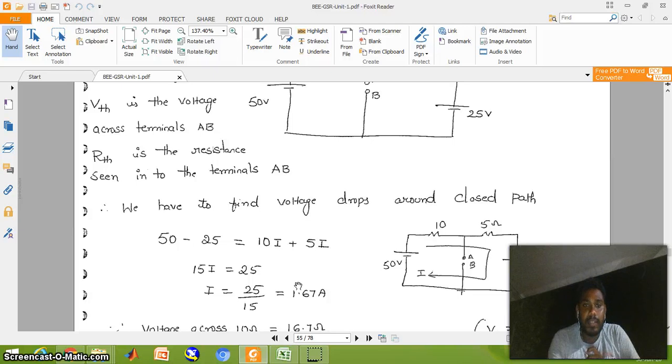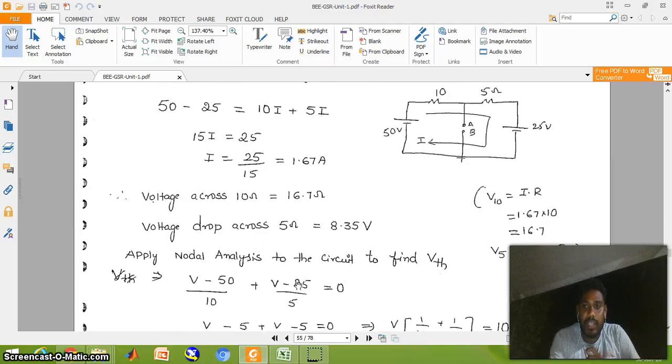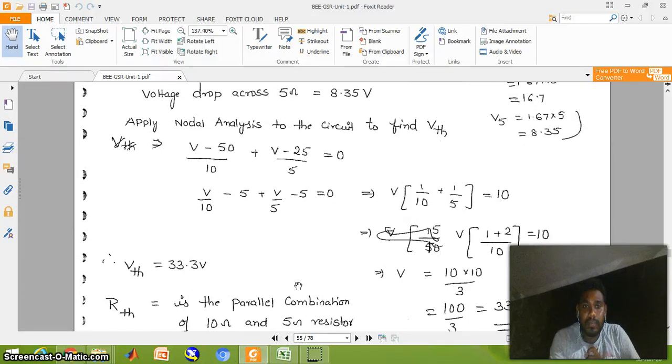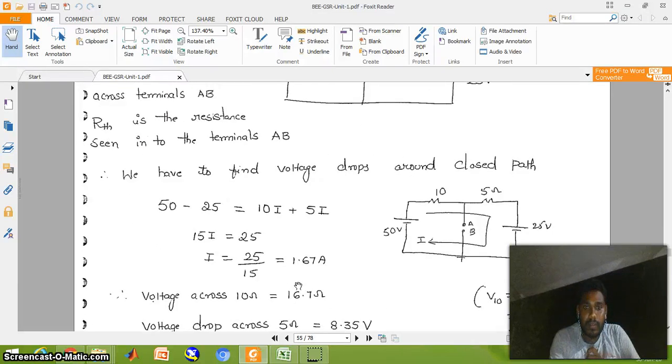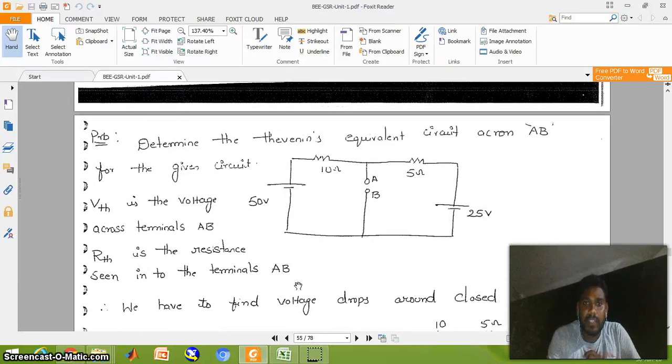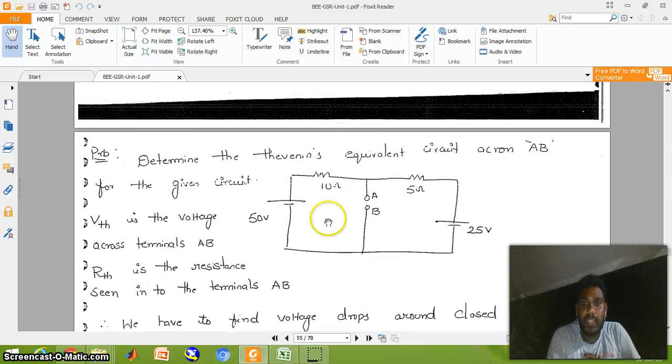Any other method, calculate that value. First calculate the V Thevenin's value. At the time of V Thevenin, both the sources are in active position. So calculate the current through the 10 ohm resistor.